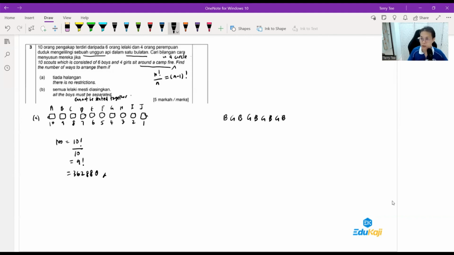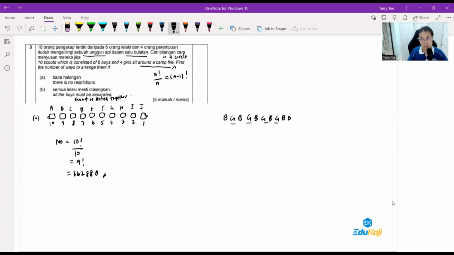Now here's the problem. You have 6 boys and 4 girls. Is it possible to separate all the boys? The answer is no, because you only have 4 girls, 1, 2, 3, 4, then 5 boys. So where do you put the 6th boy? Here? Then they are no longer separated. So what the question actually wanted to say is that all the boys cannot be seated together.